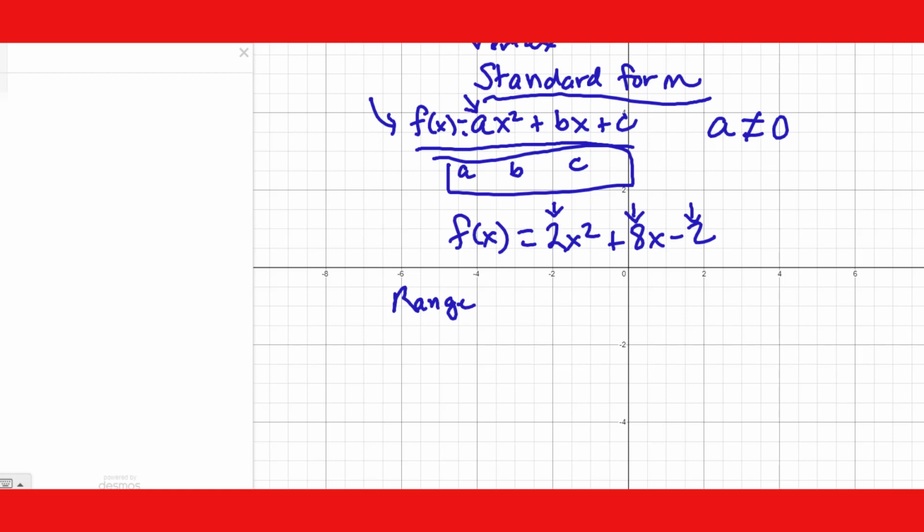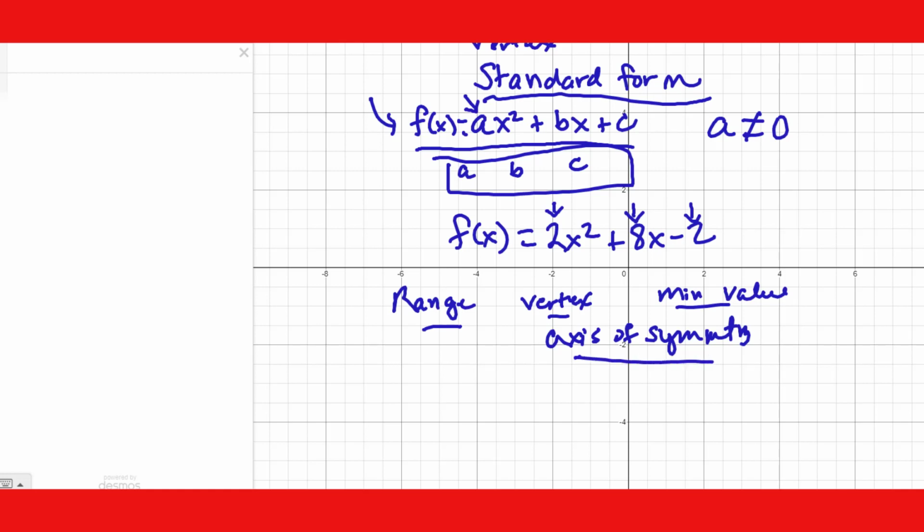It's going to give us information about the vertex of this parabola once it's graphed. It's going to give us information about the minimum value. And finally, it's going to give us information about the axis of symmetry. So we're going to be on the lookout for the range, the vertex, the minimum value, the maximum value, and the axis of symmetry.